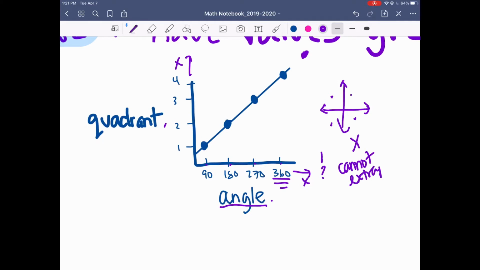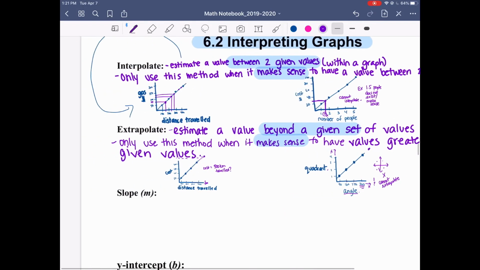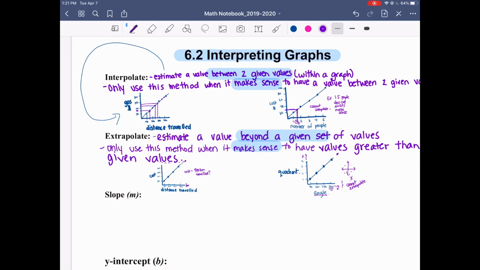So how do you remember the difference between interpolate and extrapolate? Well, just like in their names. Interpolate, inside the graph. Extrapolate, exiting the graph, so going beyond the graph. So that's kind of how you can remember their names.